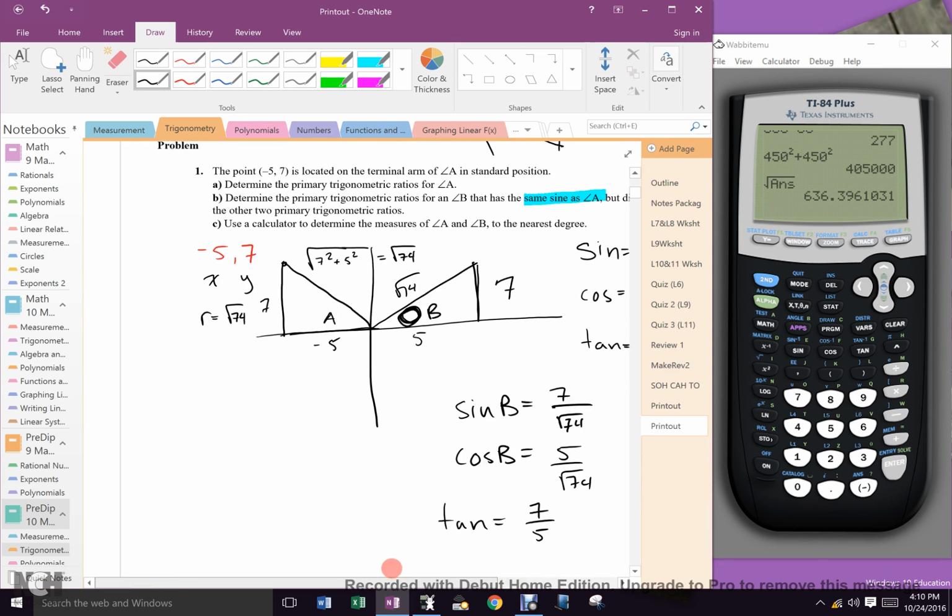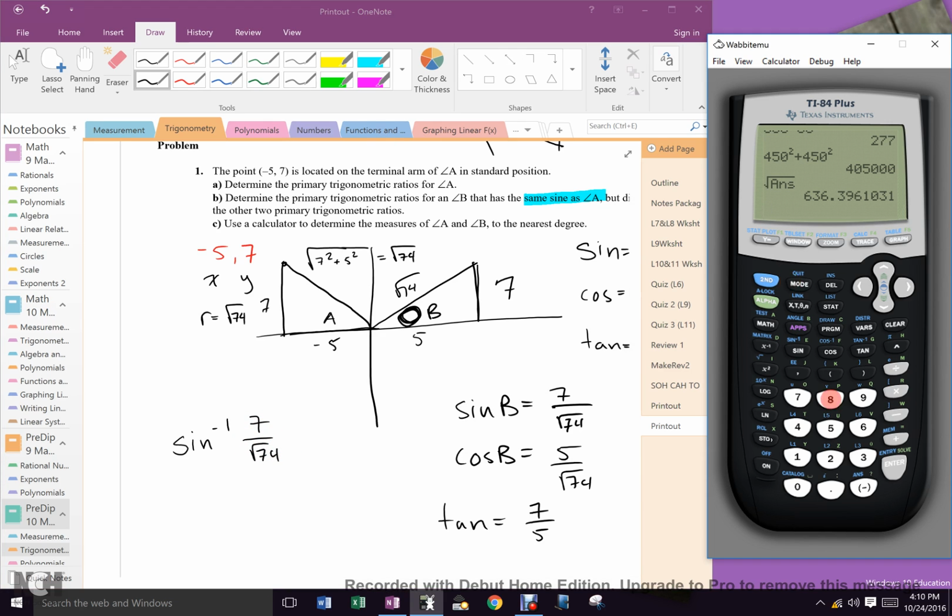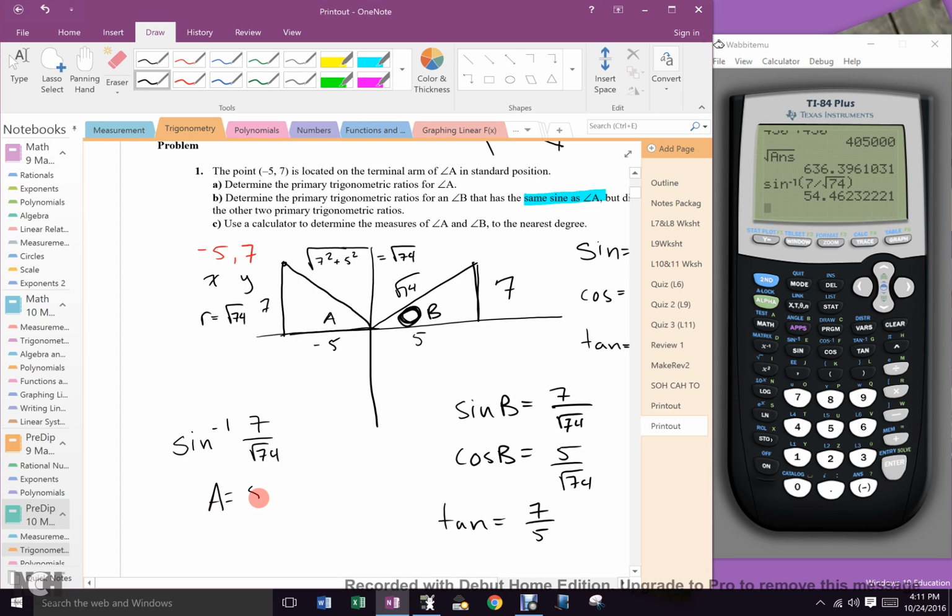Well, since I need an angle, I got to go shift sine 7 over root 74. Shift sine 7 divided by root 74. Close brackets. Oops, I screwed that up. It's all right. Root 74 brackets. And A equals 54 degrees. Or B, doesn't really matter. The way I've drawn it up here, that's actually B.